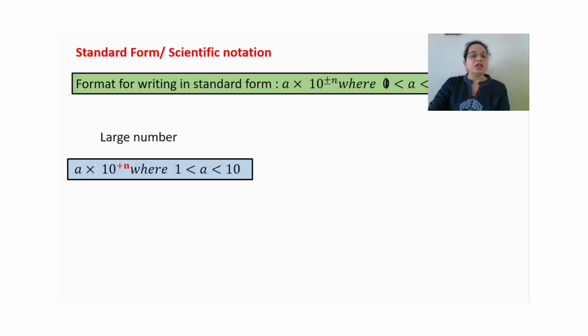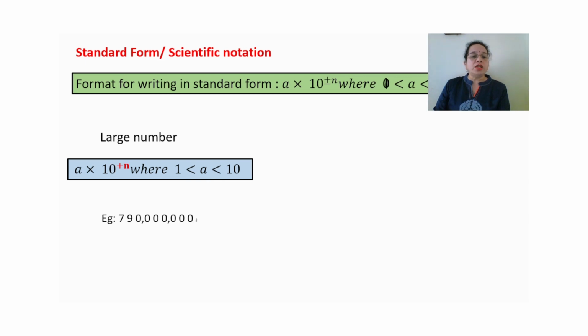So, a very large number. When the number is very large, the power is always positive. For example, you can see this is a very large number. Here the game is with the decimal. There is no decimal, so you can assume that your decimal is in this place. So what are we supposed to do? We are supposed to shift this decimal so that the value of a should be between 1 and 10.